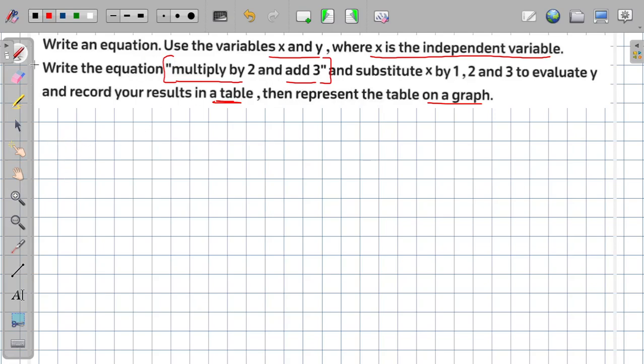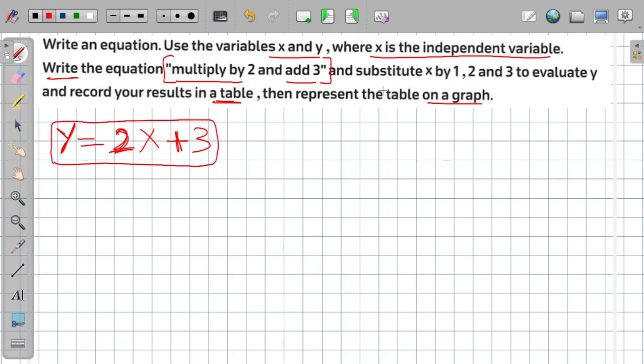The first one here, I want to write the equation. So first, I will say x is the independent variable and y is the dependent variable. So I can say y equals x. And I will multiply x by 2 first, then I will add 3. So I will multiply x by 2, so it will be 2x. And after that, I will add 3, so I will write plus 3. Okay, so this is our equation here.